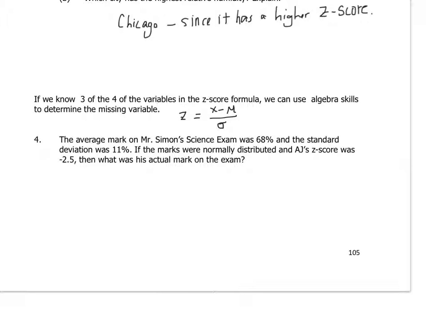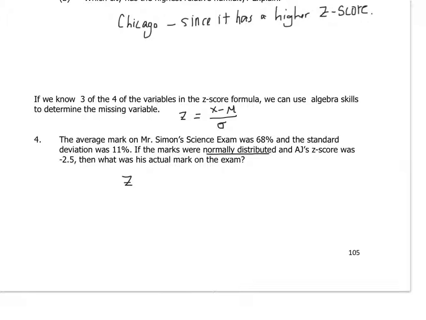So the first example says, the average mark on Mr. Simon's science exam was 68% and the standard deviation was 11%. Marks were normally distributed, so that's key to being able to use z-scores. And AJ's z-score was negative 2.5. Then what was his actual mark on the exam?